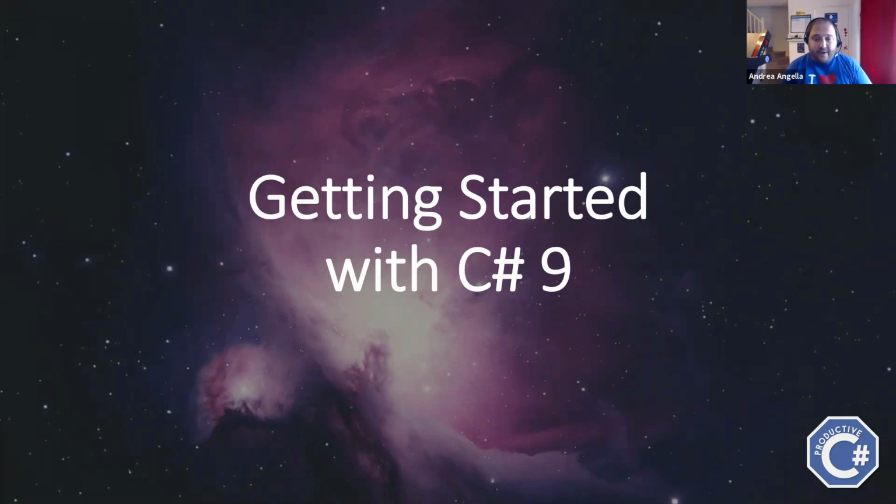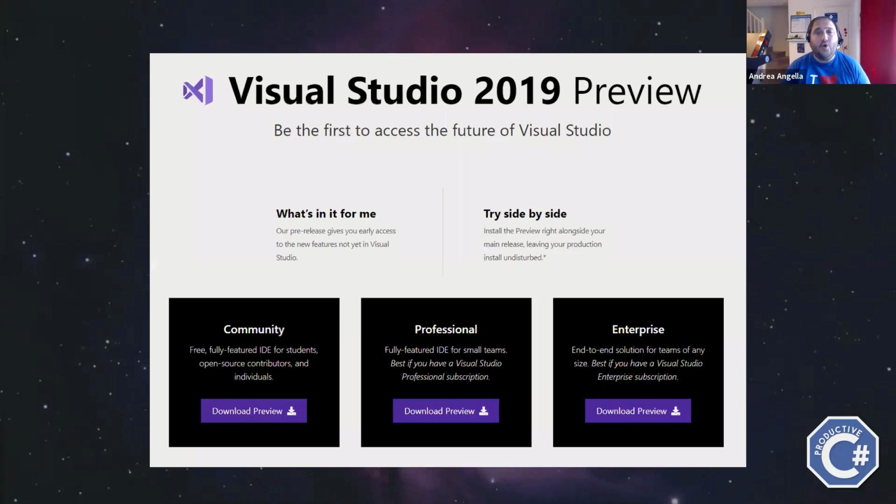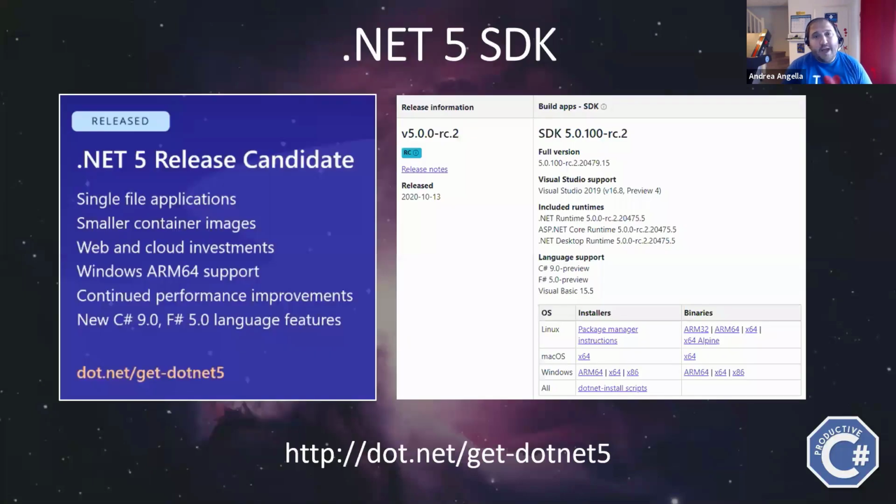Okay, let's get started with C# 9. So what do you need in order to get started? C# 9, as I said, at the moment of the recording, has not been released yet. It will be released soon, November 10. You need to install Visual Studio Preview to be able to get access to the latest C# 9 features and experiment with it. You need to install the .NET 5 SDK.